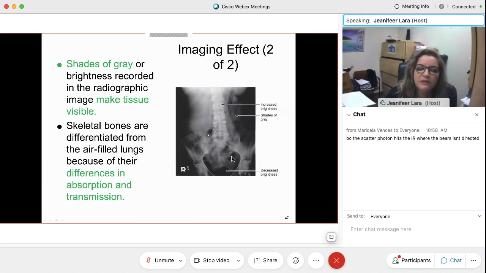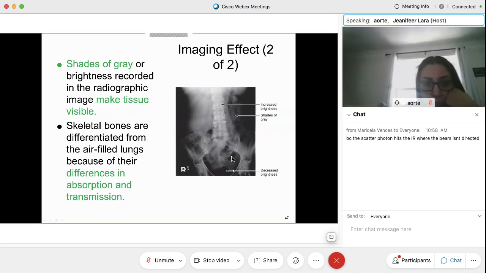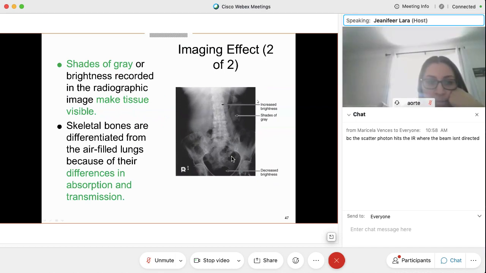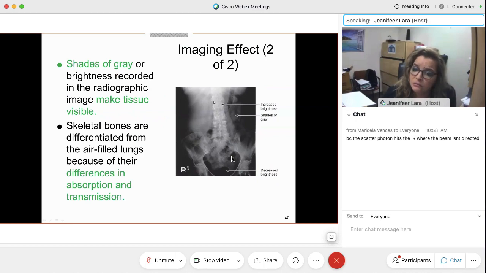So when we think about our shades of gray or our various brightness levels, what am I looking at right here, Aurora? What is this an X-ray of? The lumbar? Okay, I like the lumbar. But what is this around here? What is this whole objective? It's opened the entire way. The abdomen? Abdomen, thank you. So not only do we see skeletal, we're also going to see muscle. We're also going to see air, intestinal air. We're also going to see organs.